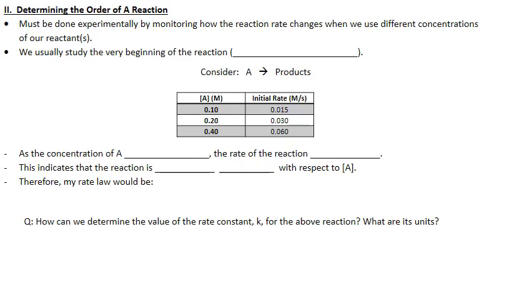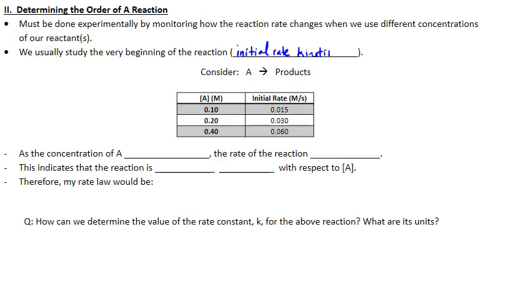All right, now let's look at how to determine the order of reaction. This is something that we have to do in the lab. We must do it experimentally by monitoring how the rate changes when we use different concentrations of our reactants. And we usually study the kinetics of the reaction at the very beginning, and we call this initial rate kinetics.